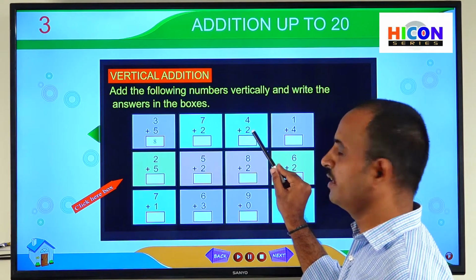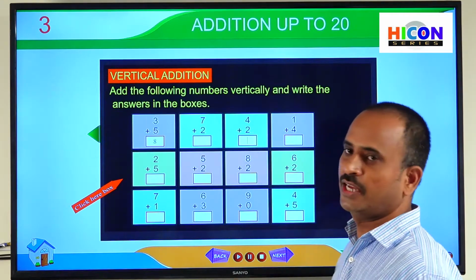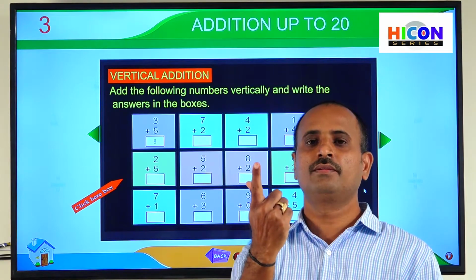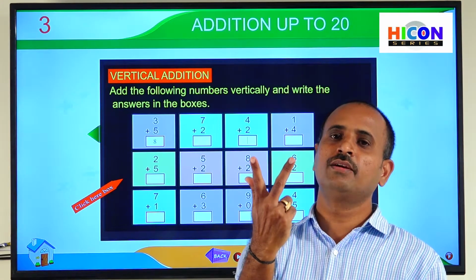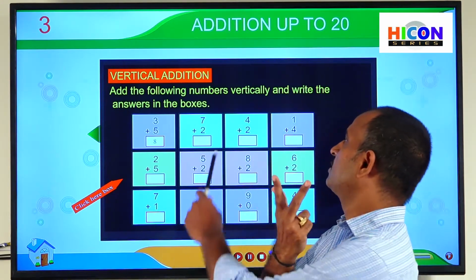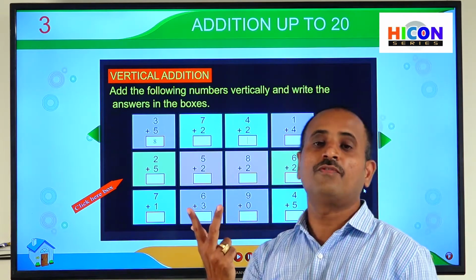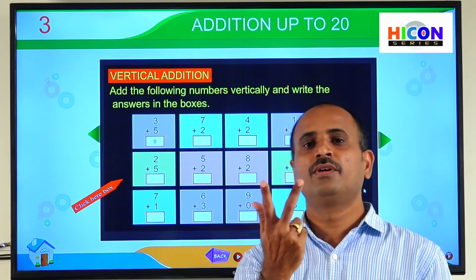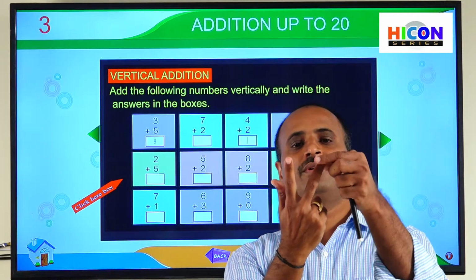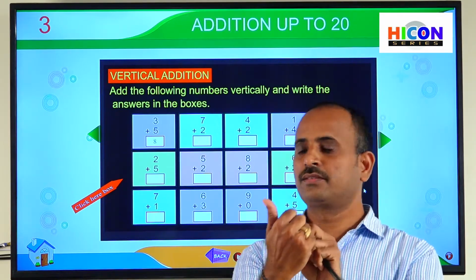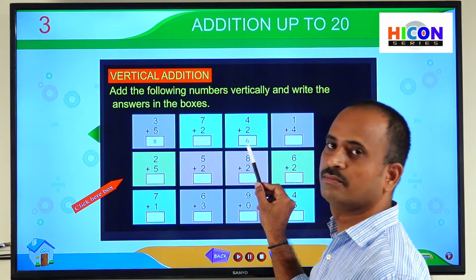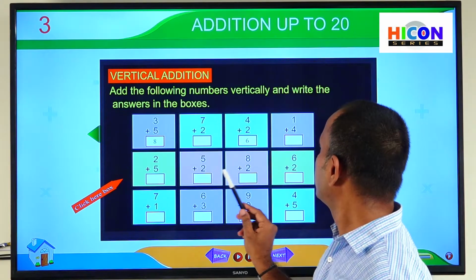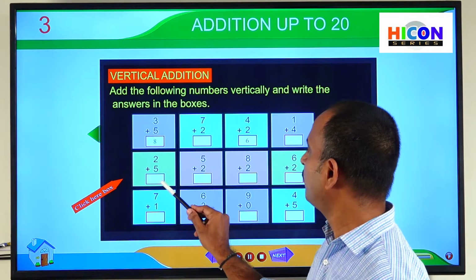What is the second number here? 2. Open 2 fingers of your hand. 1, 2. And start counting from the first number. Here what is the first number? 4. After 4, we will get 5. So start counting with 5. 5, 6. So write the 6 here. Children, in the same way, see the next one, 2 plus 5.